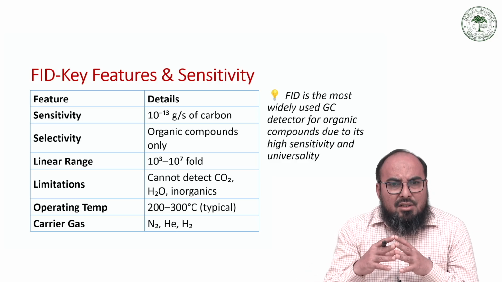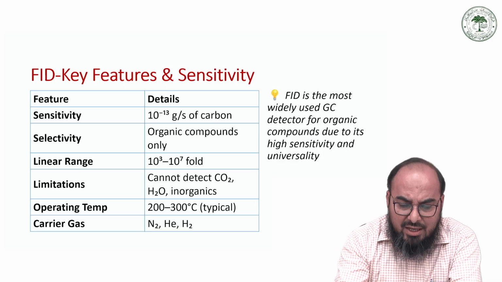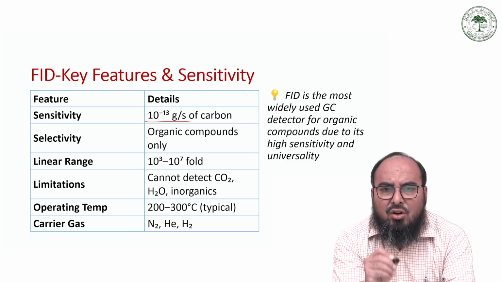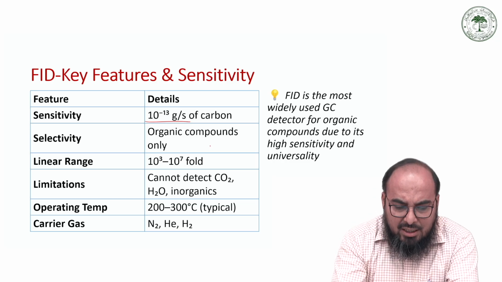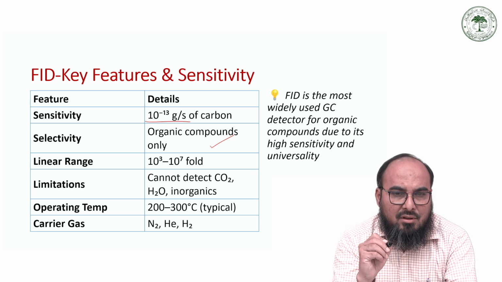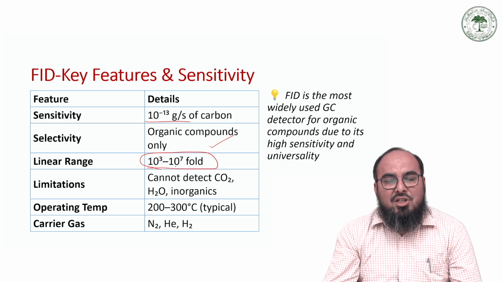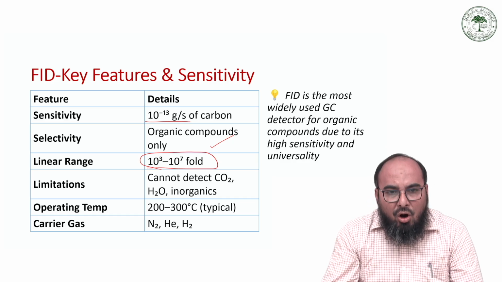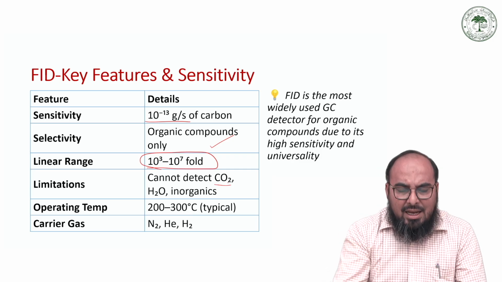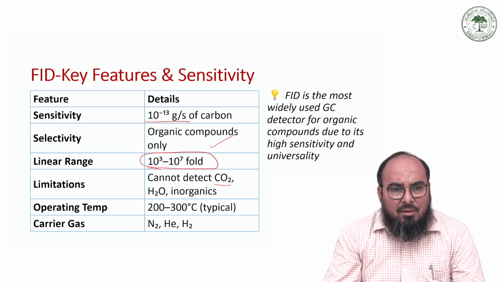So what are the key features? Why we call it universal is depicted in this table. It has a very high sensitivity. You can see 10 to the power minus 13 gram. It can detect such a small quantity, and it can detect almost all the organic compounds. It is not good for inorganic compounds. And the range, you can see the range. That is the strongest aspect. It has such a long linear range. Okay, but it cannot detect simple gases like CO2 or water or NO2, and also certain inorganic compounds.